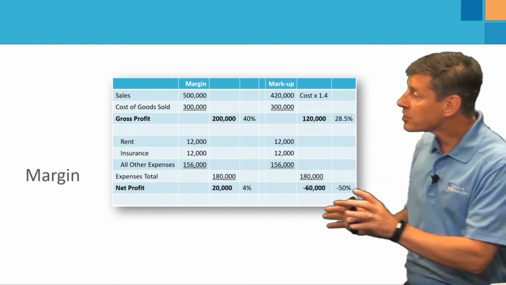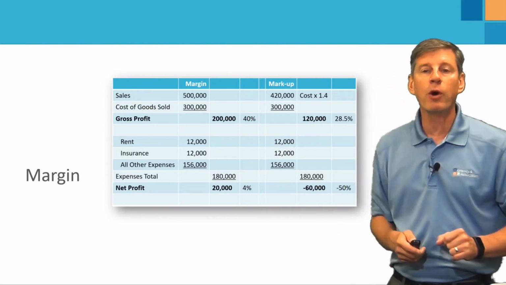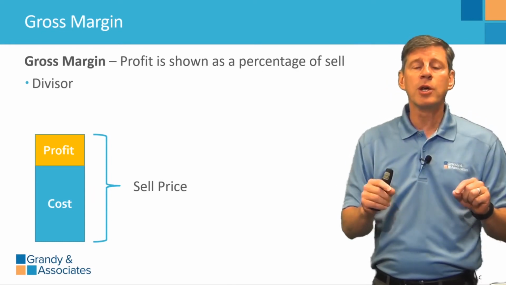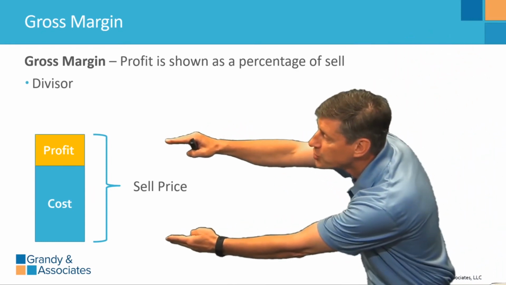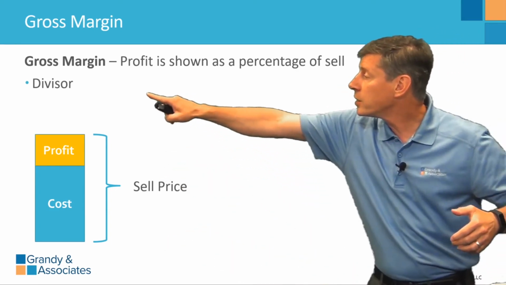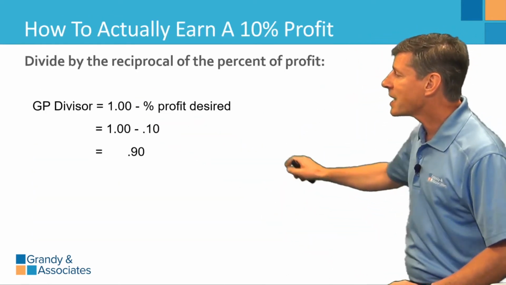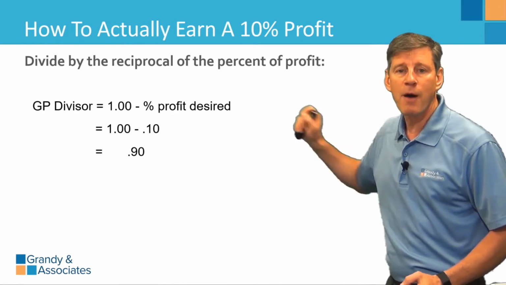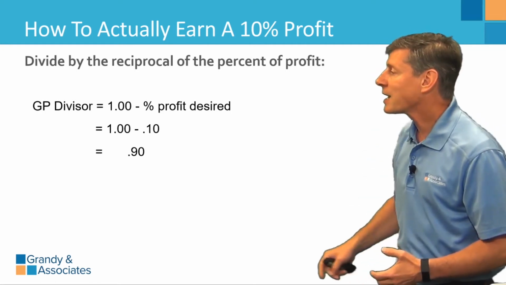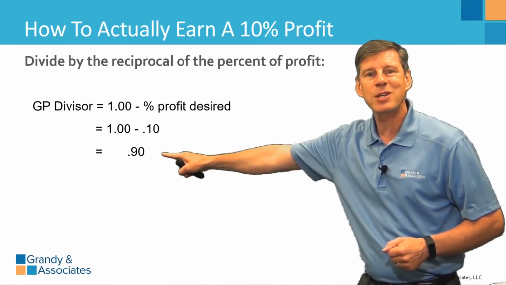That's an issue. So now let's take a look at margin. Remember, with margin, we were targeting 40%, and we actually hit our 40% number. Now, in the margin calculations, profit is shown as a percentage of the total sell price, not just the cost. And to calculate this, we use a divisor. The way you figure out this divisor, again, is really simple. We simply take 1 minus your desired profit percentage. So if I'm shooting for a 10% gross profit on this job, I simply take 1 minus 10%, or 0.1 in decimal format, and my divisor is going to be 0.9.